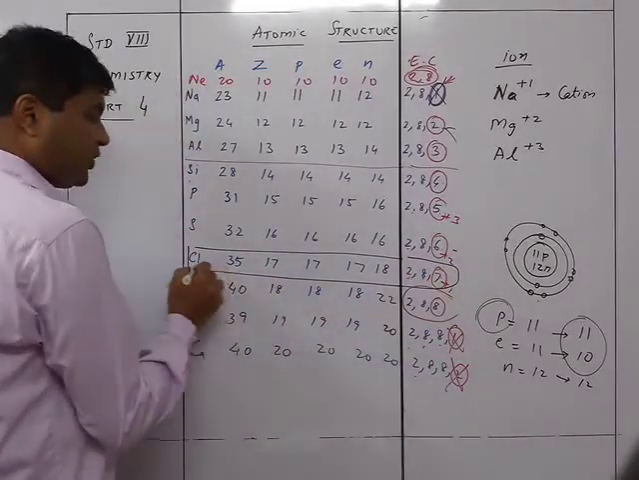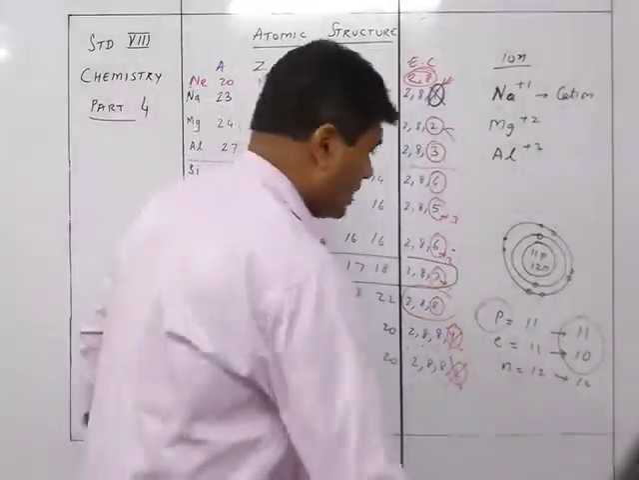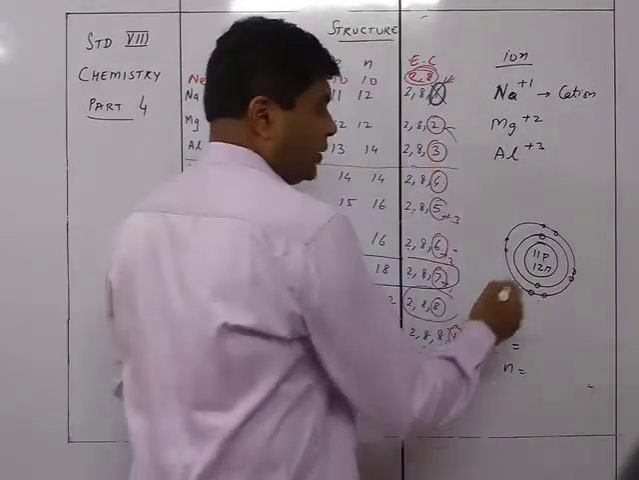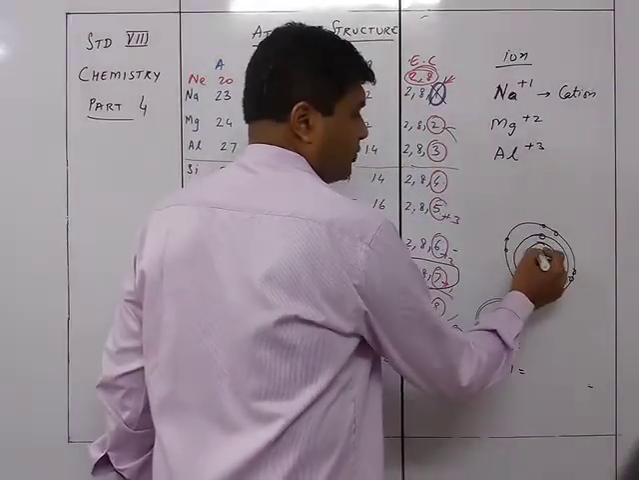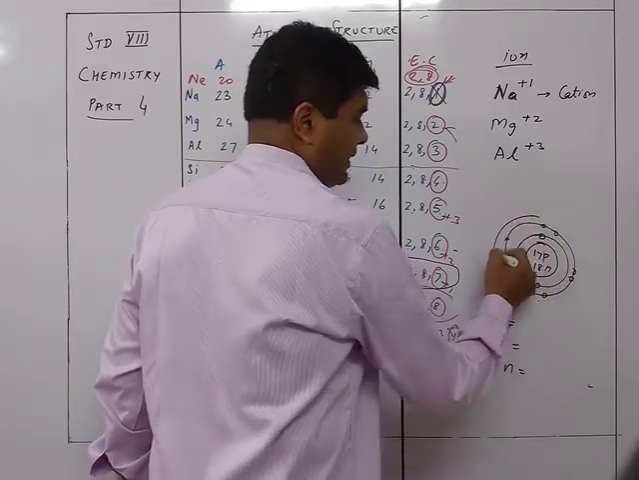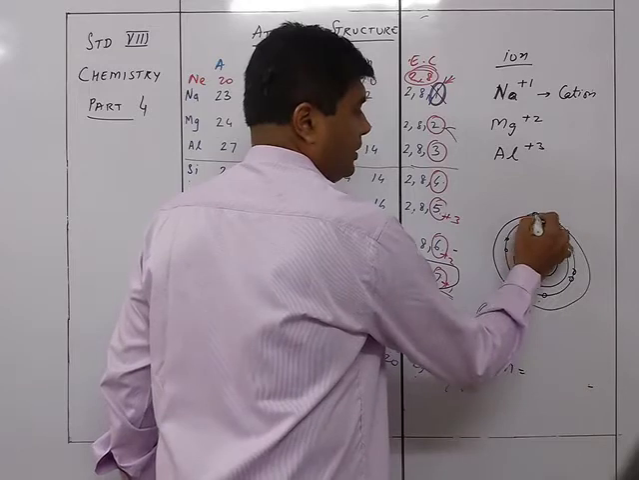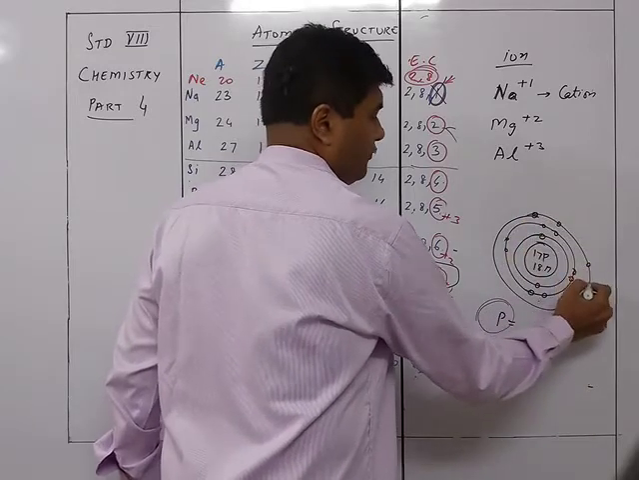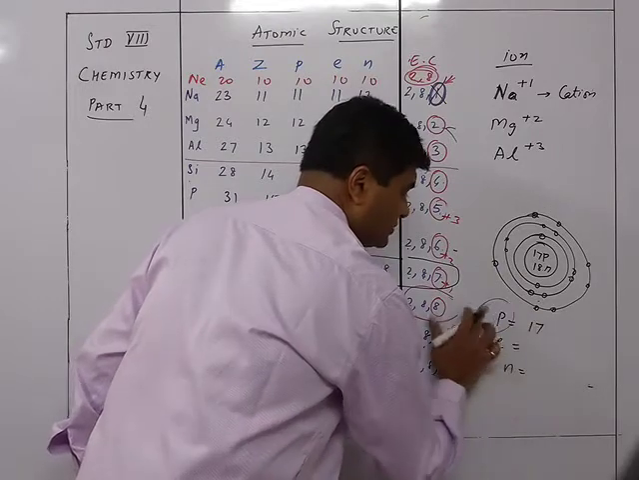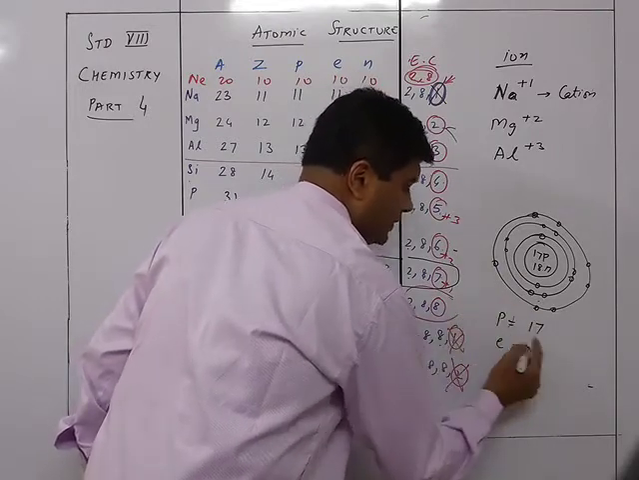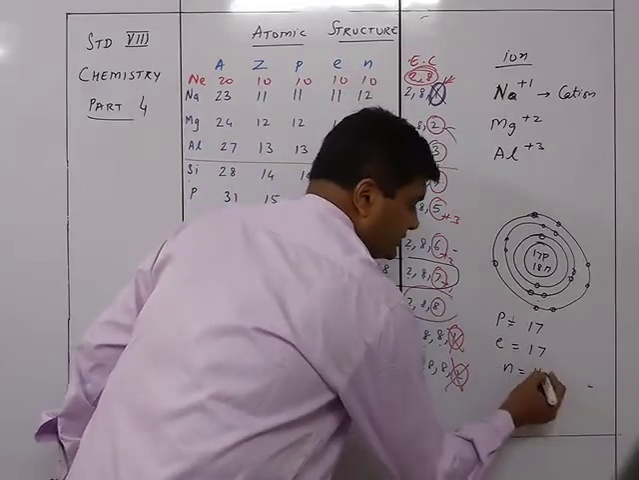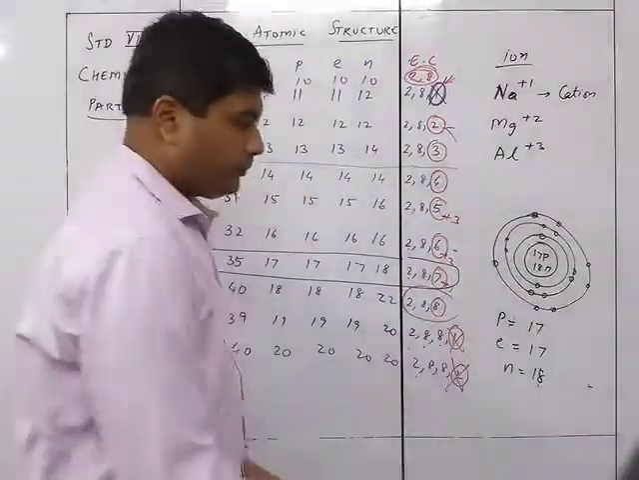Okay, we see the solution for chlorine. Accordingly, chlorine will have the number of protons as 17, the number of neutrons as 18, and the shells will be 1, 2, 3, 4, 5, 6, 7. So it is 17 protons, 17 electrons, 18 neutrons. This is electrically neutral.